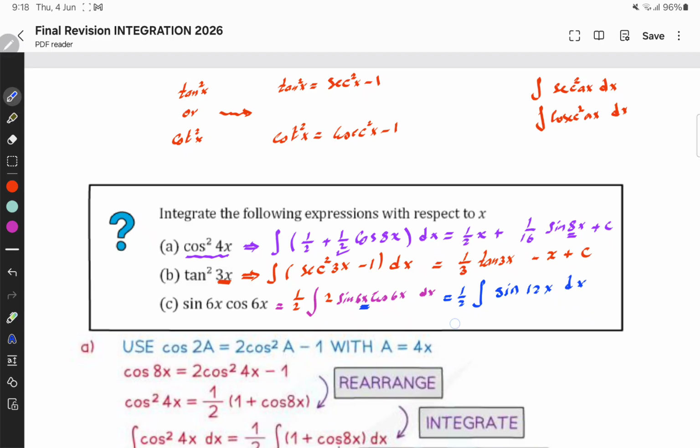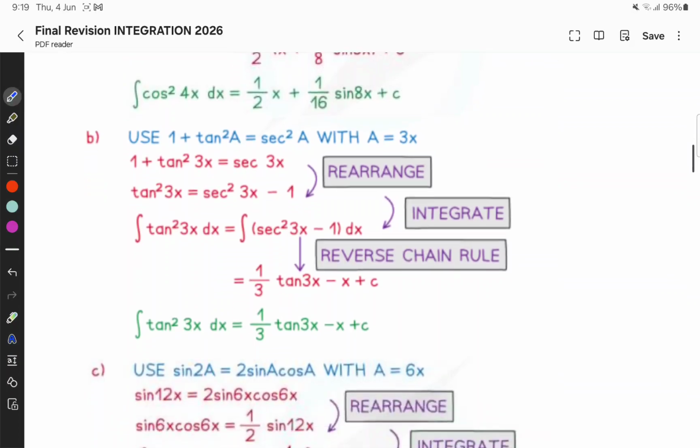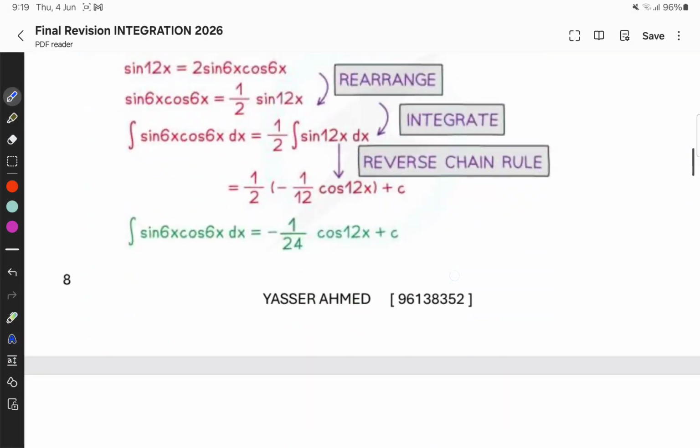Now it's so easy to integrate that. The integral of sine is negative cosine 12x, divided by the number with x, 1 over 12, times 1 over 2, which is 1 over 24. All of that plus c, where c is the constant. So it's very useful to practice questions like that, and that is the explanation.